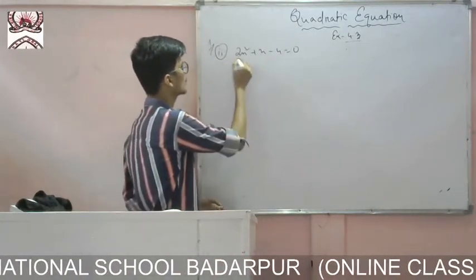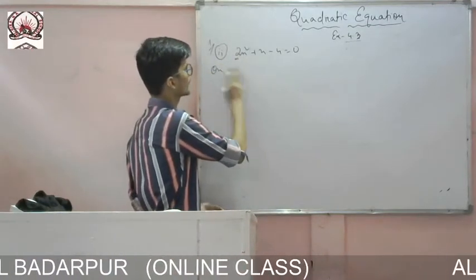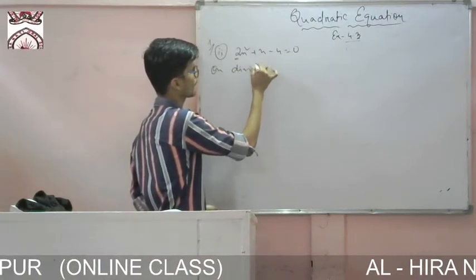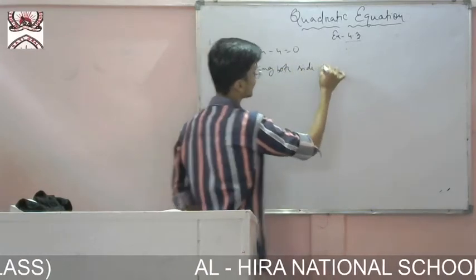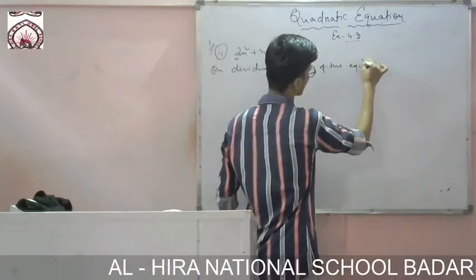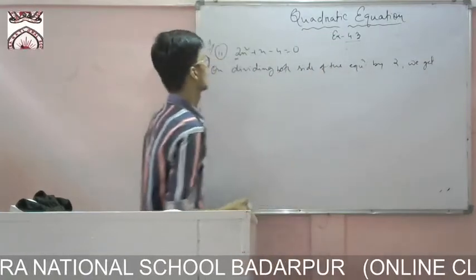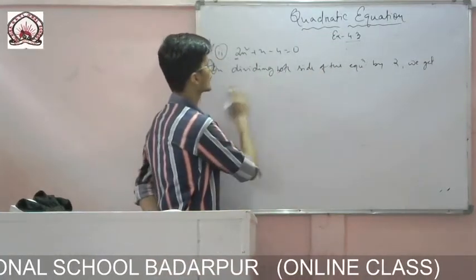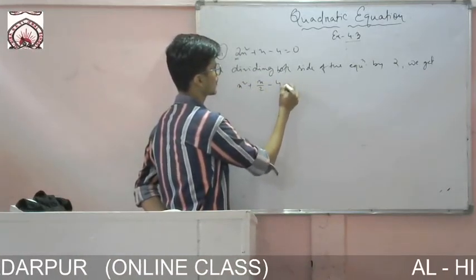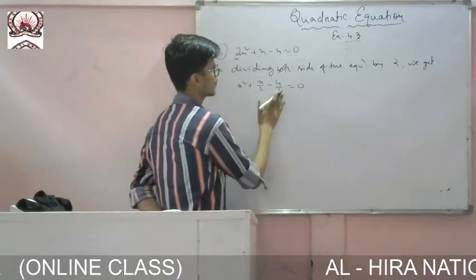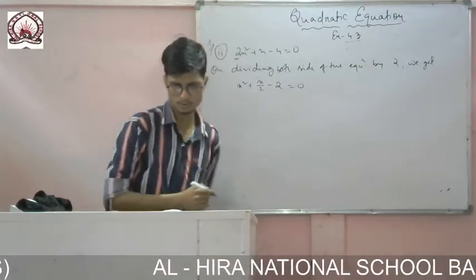So first of all, the coefficient of x square is 2. So I will write: on dividing both sides of the equation by 2, we get x square plus x by 2 minus 4 by 2 equals to 0. So minus 4 by 2 means 2. So x square plus x by 2 minus 2 equals to 0.